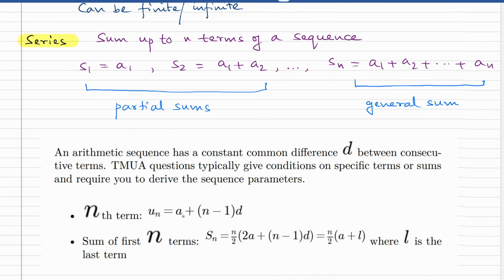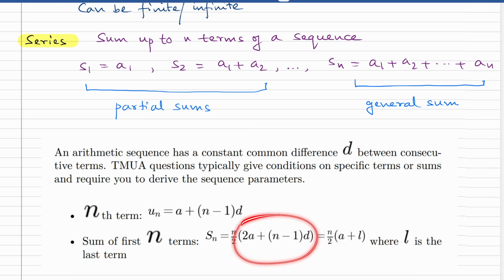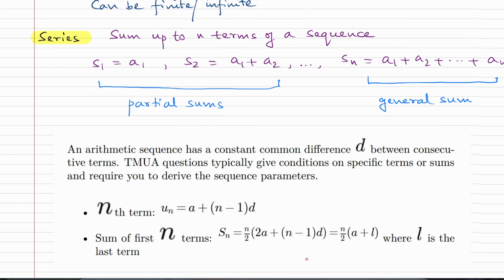The formula for the general term of an arithmetic sequence is given as a plus n minus 1 times d. The sum of the first n terms is given as S of n is equal to n by 2 into 2a plus n minus 1 times d. Now this 2a plus n minus 1 times d can be written as a plus a plus n minus 1 times d. This a plus n minus 1 d is the last term and this a is the first term. So this sum is also equivalent to the formula of n by 2 into a plus l, where l is the last term and a is the first term. Use whichever formula is required according to the given problem.